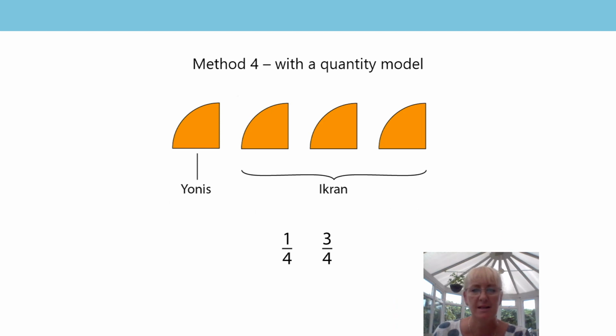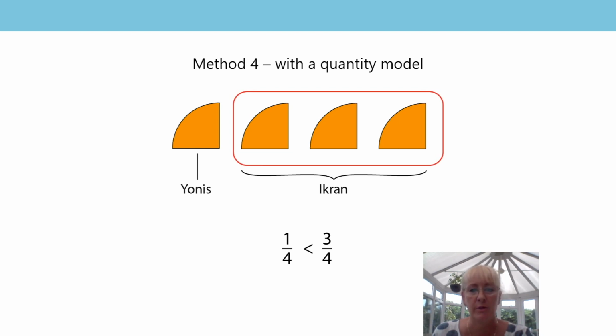Did anyone use this model? This is called the quantity model. We have drawn 4 quarters. 3 quarters have been circled to show what Ikram has, and 1 quarter has been left to show what Yonis has. 3/4 of an orange is more than 1/4 of an orange, and again we can use our inequality sign to show that 1/4 is less than 3/4.